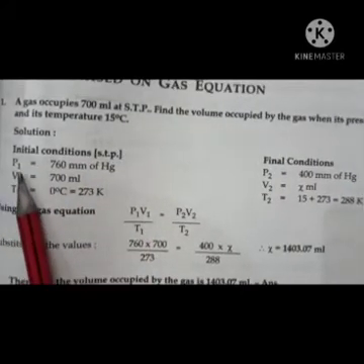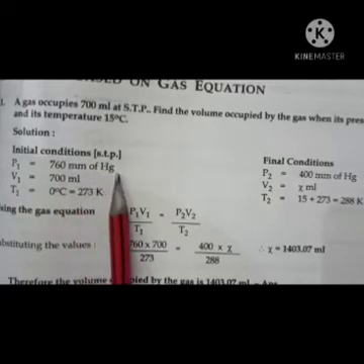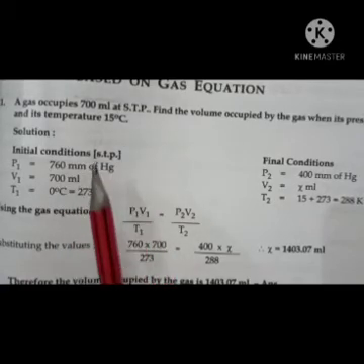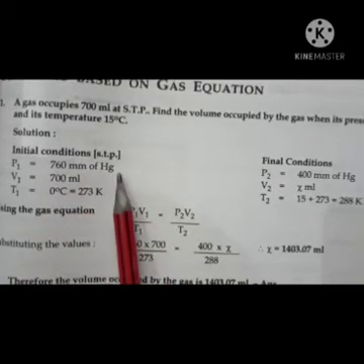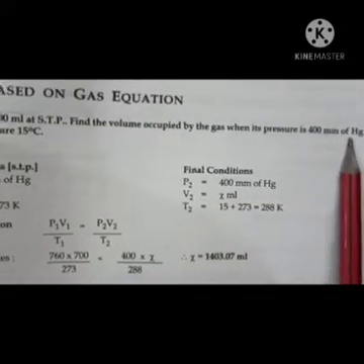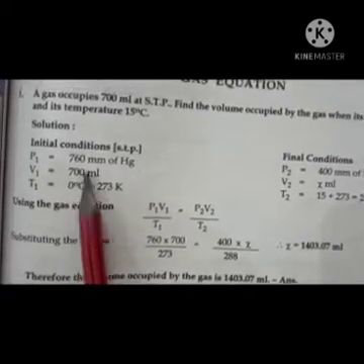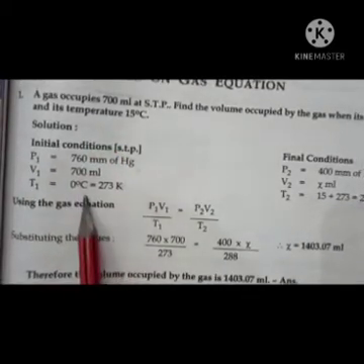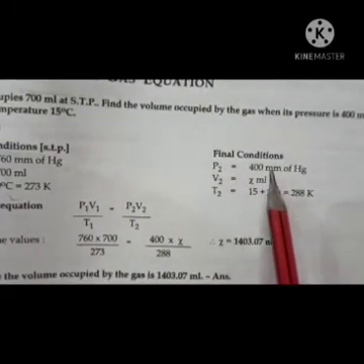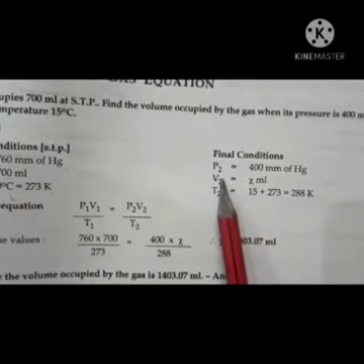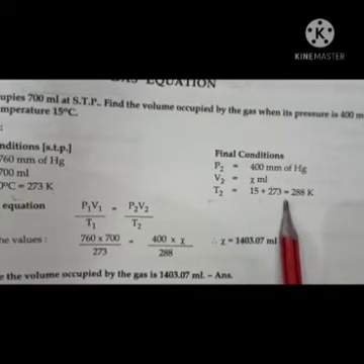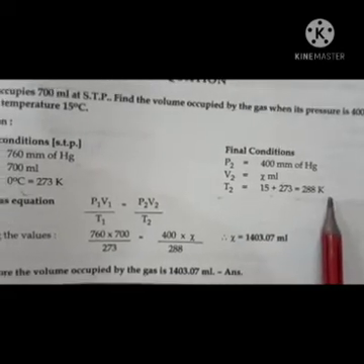Initial conditions: P1 you will take as 760 millimeter of mercury, because you are taking the initial pressure at STP, and the final pressure is given in millimeter of mercury. V1 is 700 ml, and T1 is the standard temperature, 273 Kelvin. Final conditions: the final pressure is 400 millimeter of mercury, V2 is the final volume you have to find out, and the final temperature is 15 plus 273, that is 288 Kelvin.